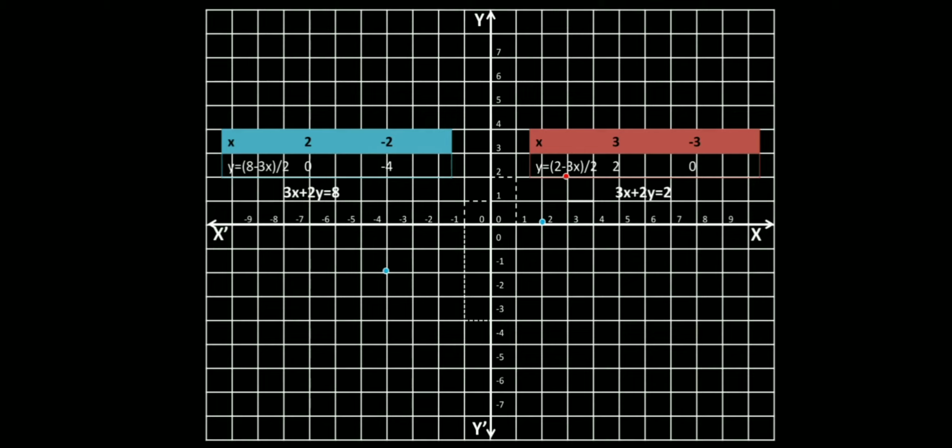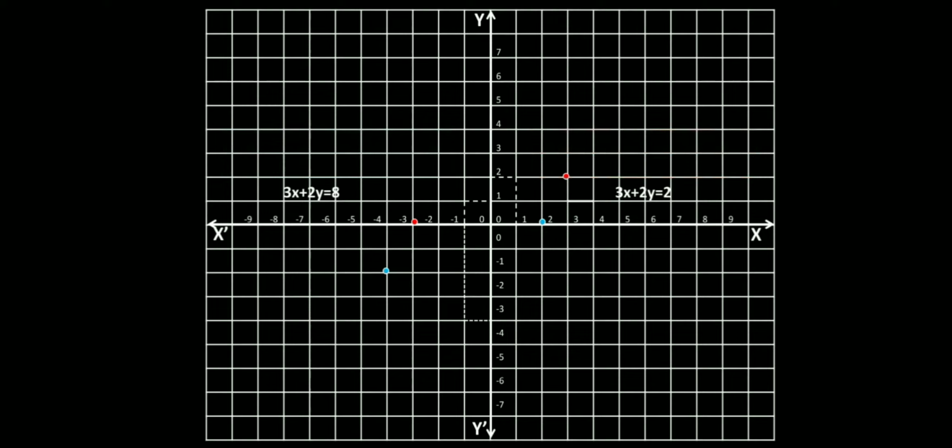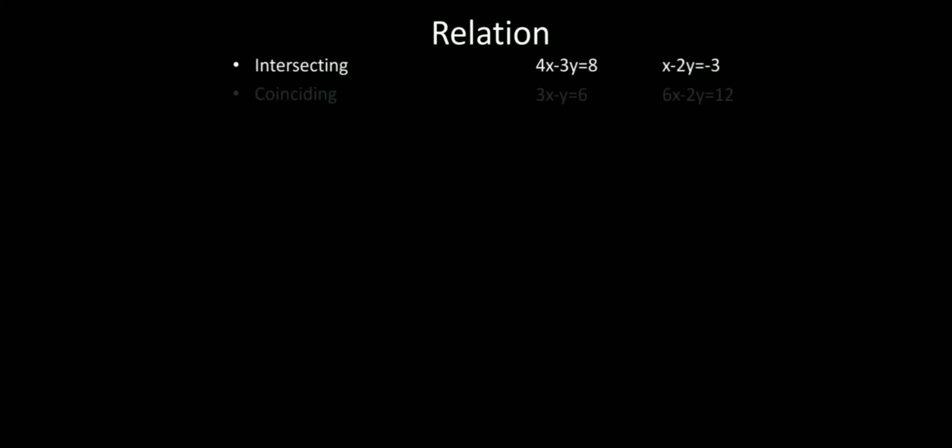Okay, you can see when we draw the lines, they will be parallel to each other. How? Let's make the first line going through the blue dots, and the second line going through the red dots. You can see they are both equally distant from each other and not at all intersecting.